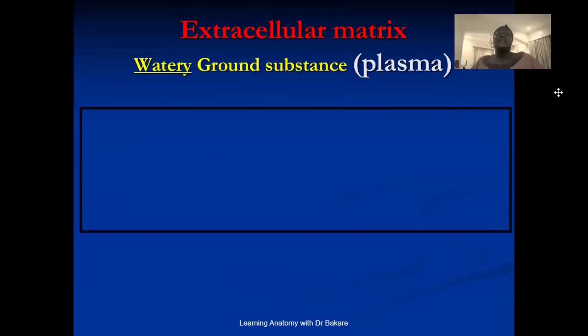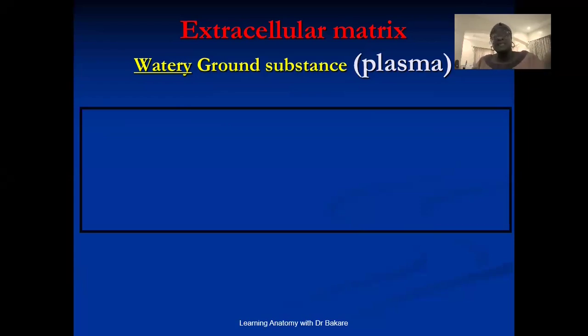So now let's look at the extracellular matrix. The extracellular matrix of blood is the structural component that is seen outside the cellular environment. We've tried to describe the cellular component in our previous slide, where we highlighted the red blood cell, the white blood cell, and also the platelets. These cells are suspended in the liquid plasma that is referred to as the ground substance.